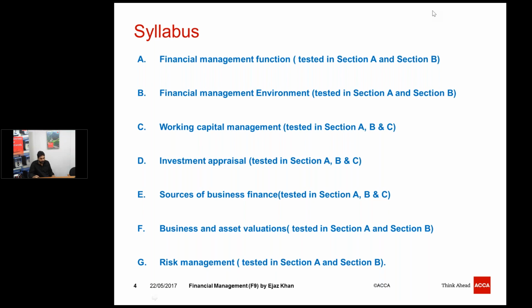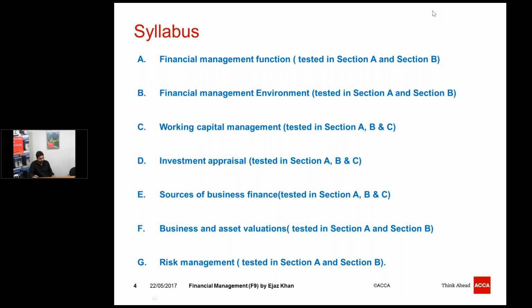If you see the slide, financial management function, this area will only be tested in section A and section B of the paper. It means that you won't be tested with a descriptive long question in this area. So this area is expected to be tested in your section A and B, that is the MCQs area. Financial management environment, again, this area will be tested only in section A and section B of the paper. You won't be tested in the descriptive area of the paper.